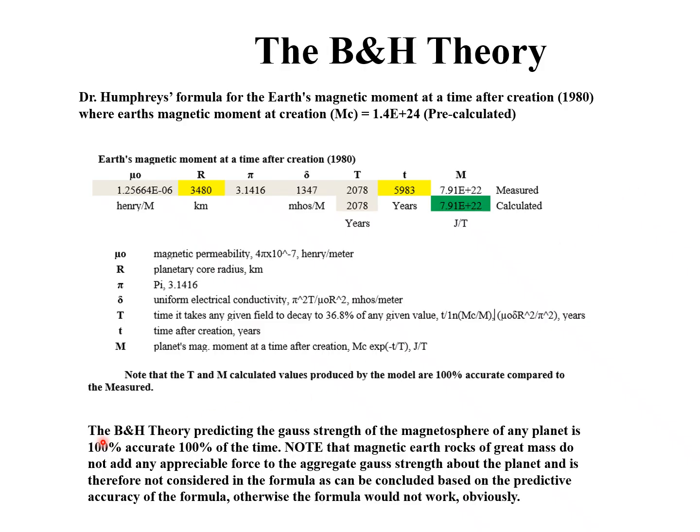All right. So the Humphreys theory, predicting the Gauss strength of the magnetosphere of any planet, is 100% accurate 100% of the time. Note that magnetic Earth rocks of great mass do not add any appreciable force to the aggregate Gauss strength, the collective Gauss strength, the sum of the Gauss strength about the planet, and is therefore not considered in the formula, as can be concluded based on the predictive accuracy of the formula. Otherwise, the formula would not work, obviously.